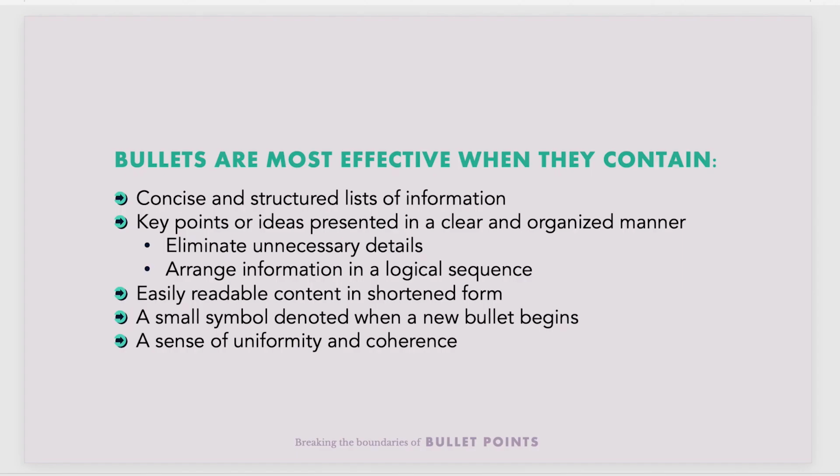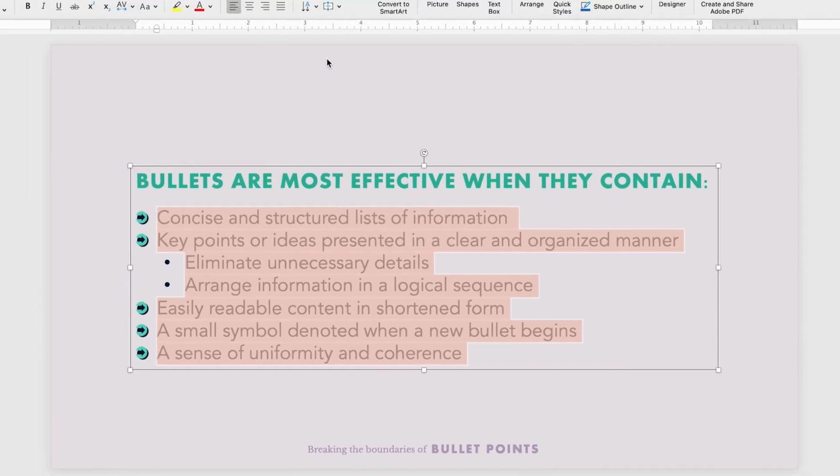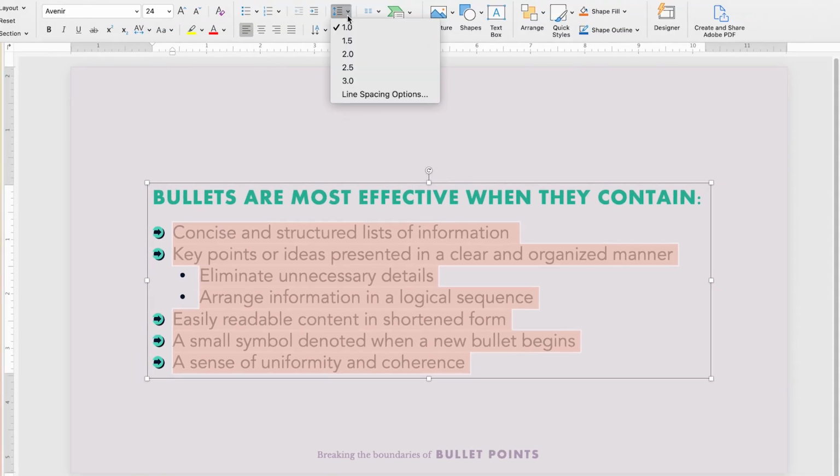I'm liking the look of those main bullets and sub-bullets, but the whole thing is looking a little bit chunky and not the easiest to read. So let's work on some spacing. To select the panel with line spacing options, select the text and click on the line spacing icon in the Home tab. Here, you have some options to adjust the spacing between your lines of text, which is also called leading.